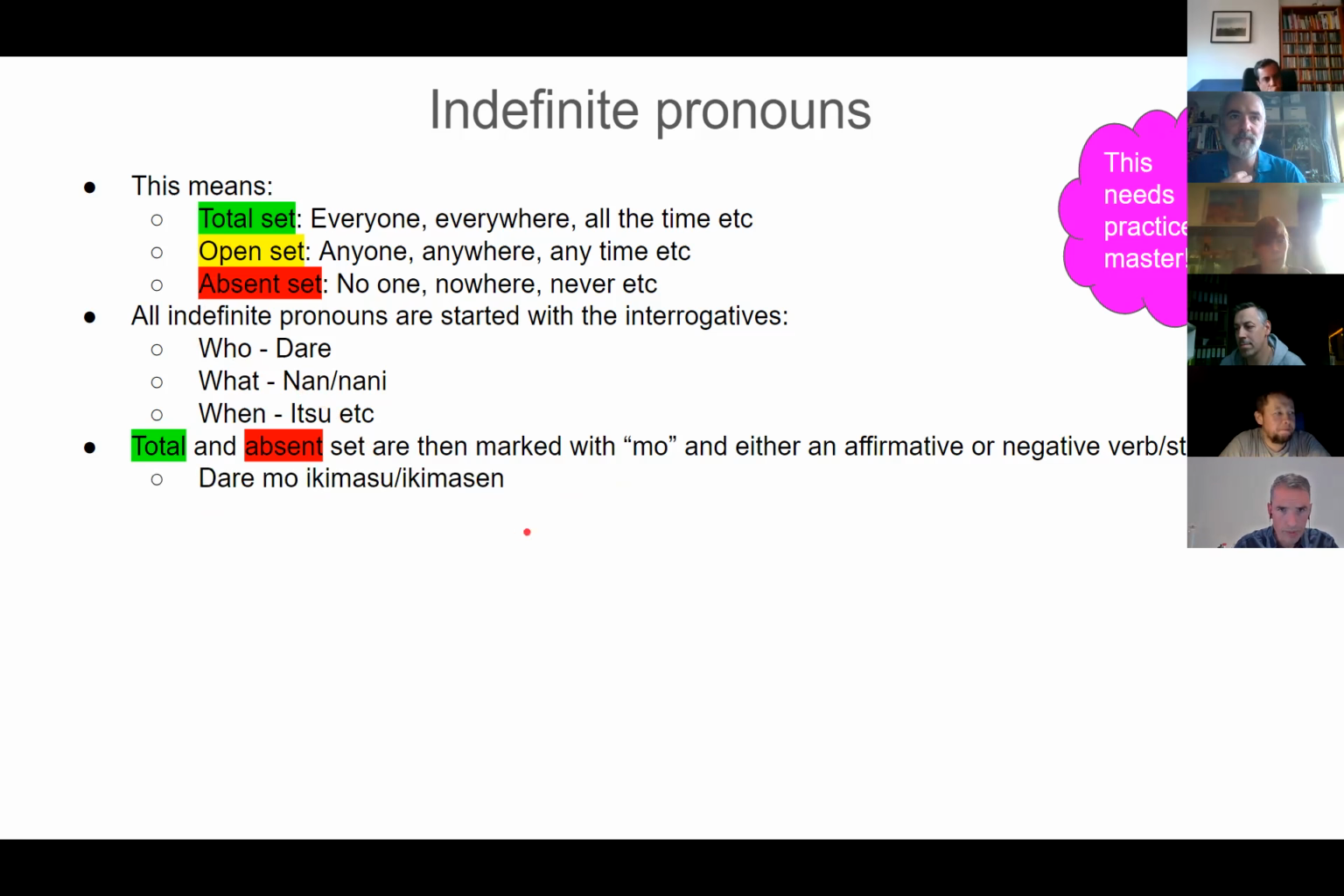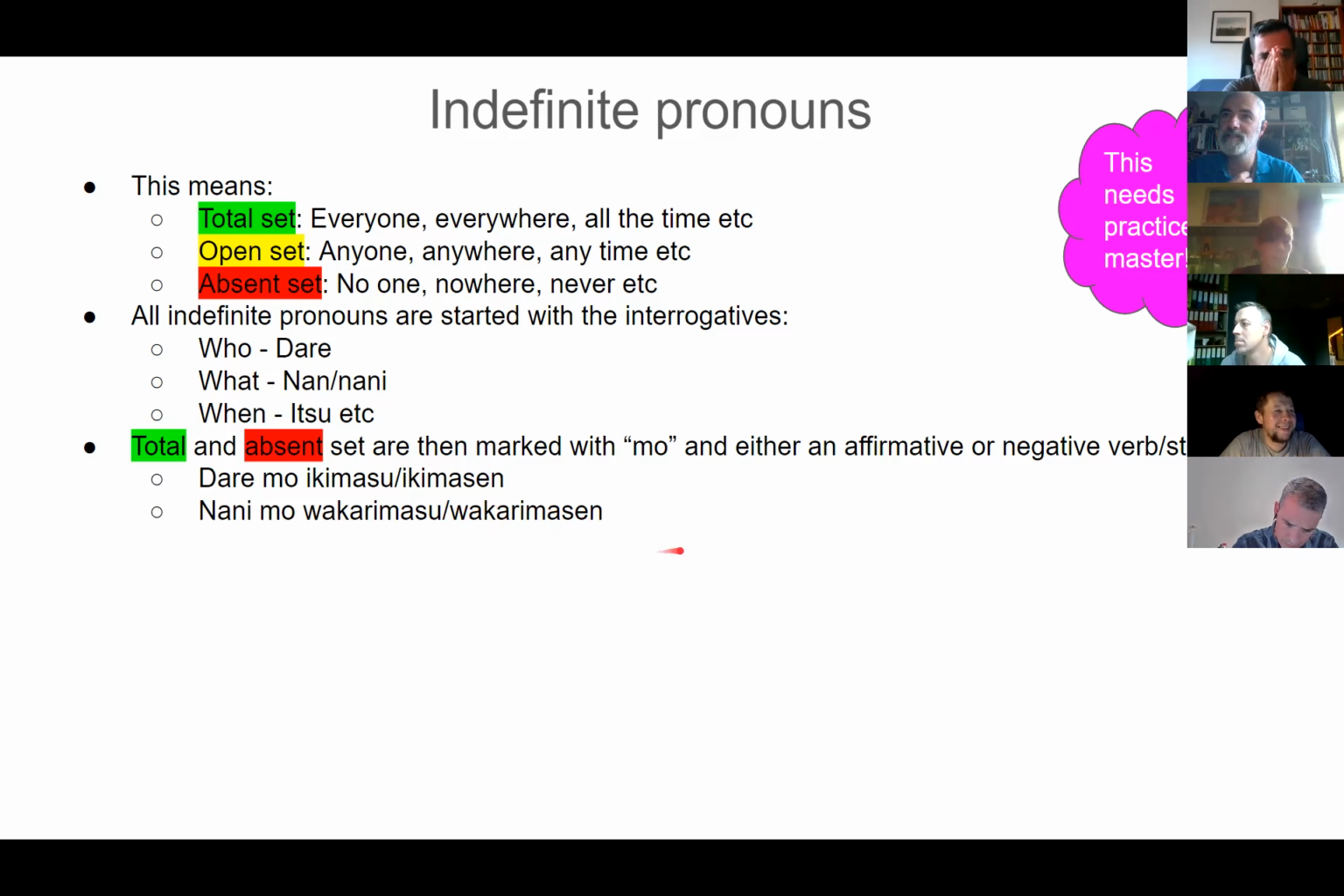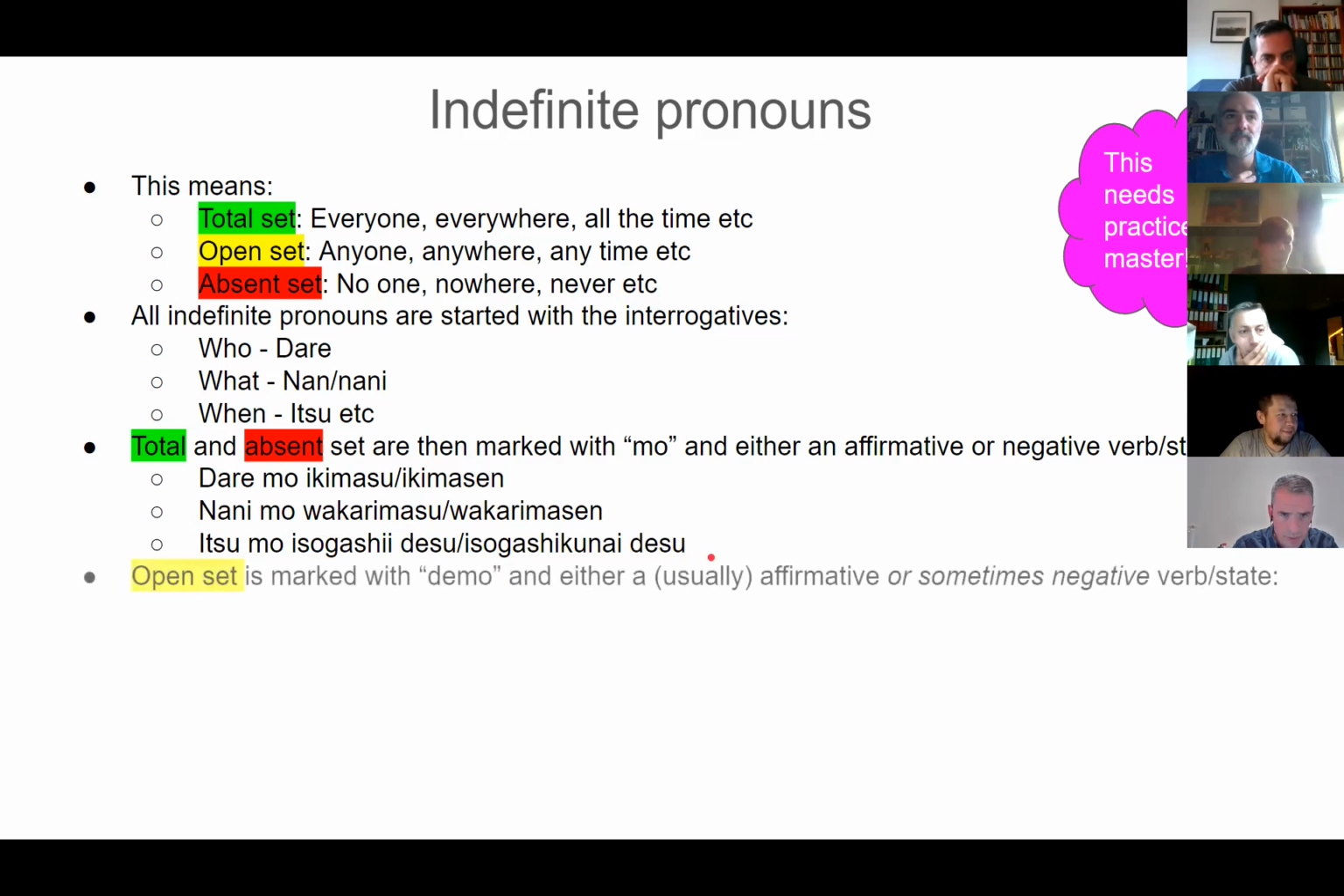Here we are. Dare mo ikimasen, dare mo ikimasu. Nani mo wakarimasu. I understand everything. Nani mo wakarimasen. I understand nothing. I expect this is quite a useful phrase for this class. Itsumo isogashi desu. I'm always busy. Or itsumo isogashikunai desu. I'm never busy. I can see some of you are writing notes, so I'll give you a moment to finish.